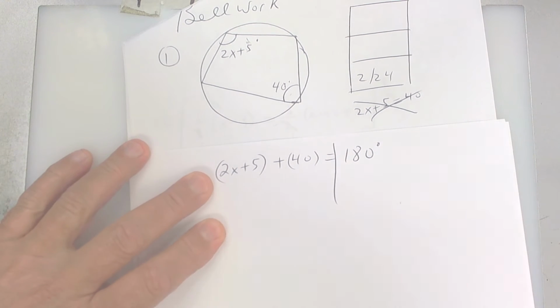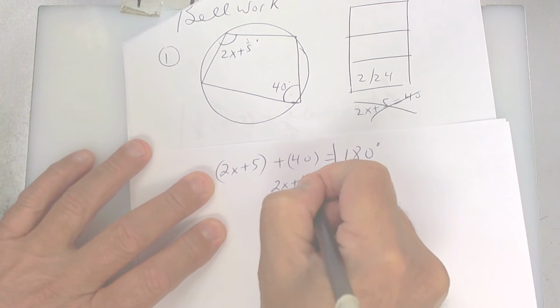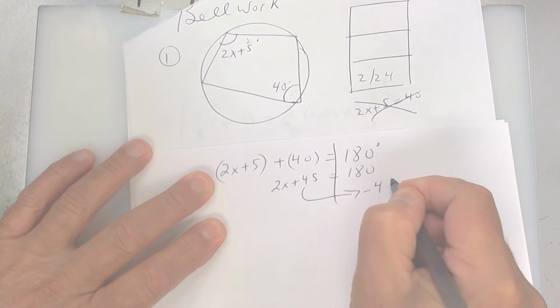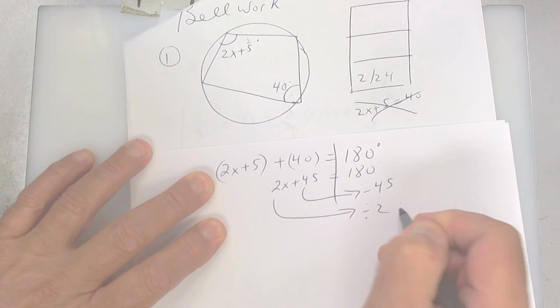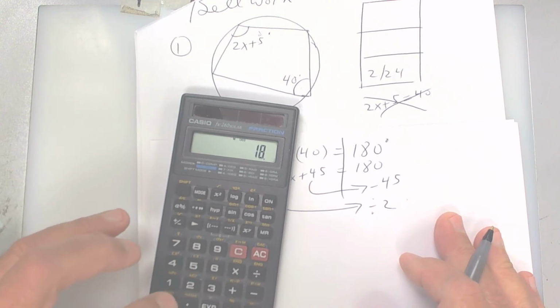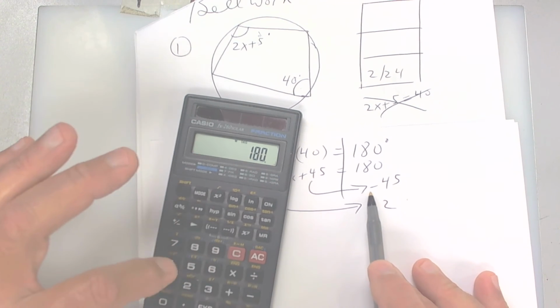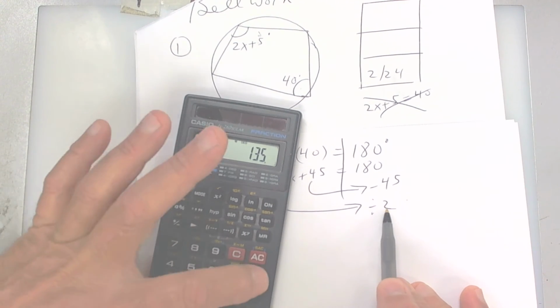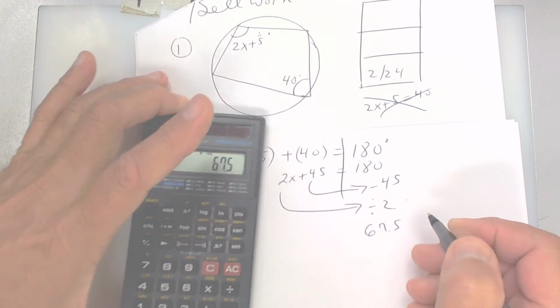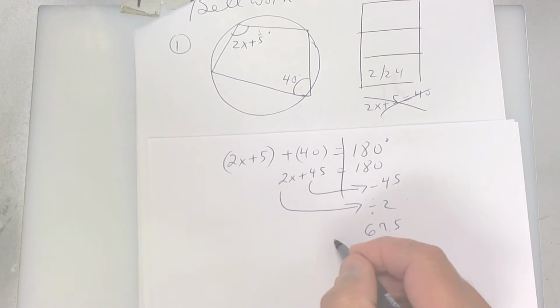And so now you work this out. So you get 2x plus 45 is equal to 180. So you want to subtract 45 and divide by 2. Let's take a look at that real quick here. So 180 minus 45, press equals, and then divide by 2. When you do, you get 67.5. And that's your answer, and that's what x equals.